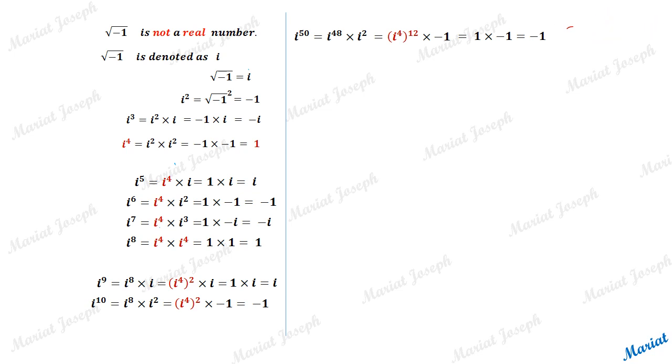Similarly, for any other power, we can take the help of a multiple of 4. So power 25 means I would prefer to go by 24 and 1. 24 plus 1 is 25. So i raised to power 4 raised to the power 6 into i. So the answer is i. Any other power can be calculated like this, i raised to the power any other number.